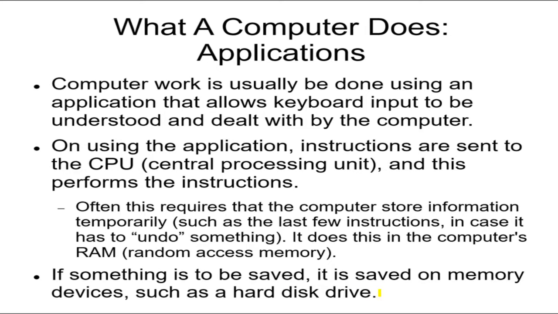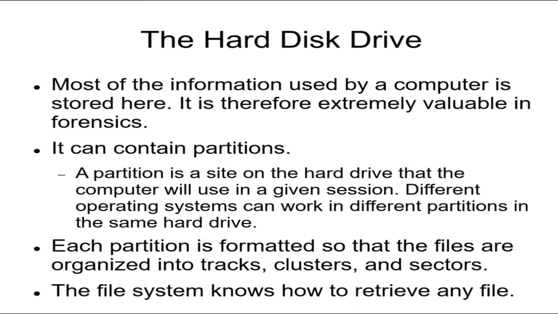If something has to be saved permanently, then it's saved on a memory device like a hard disk drive. This is a very valuable part of the computer for forensics, because these things are permanently saved there. We want to get that information because there is a lot of evidence there. Things that were written, that were typed, that we want to know about are going to be on the hard disk drive. We have to now understand a little bit more about the hard disk drive.